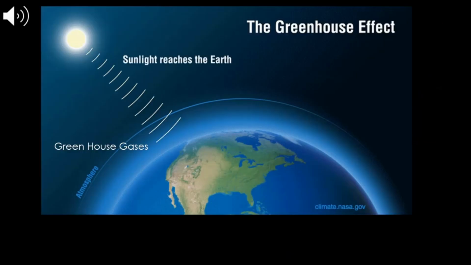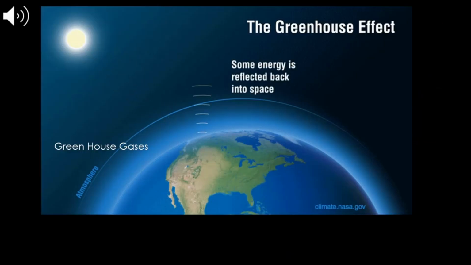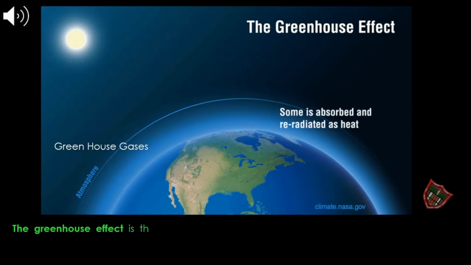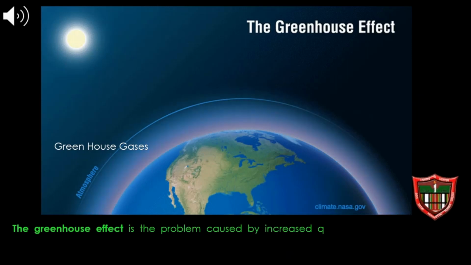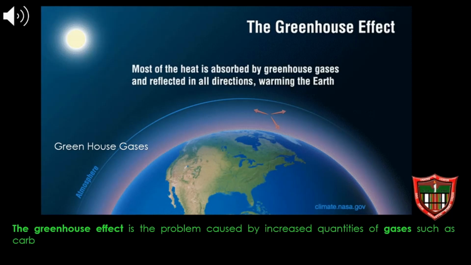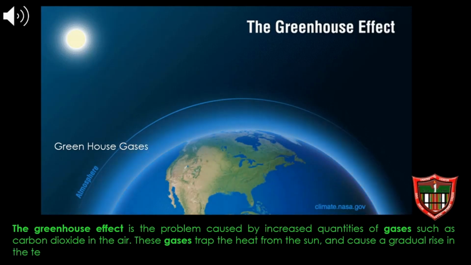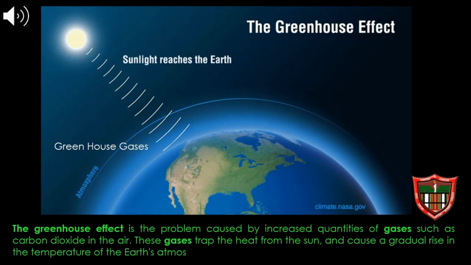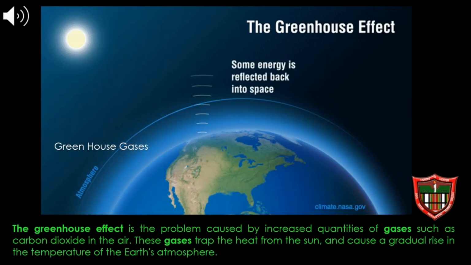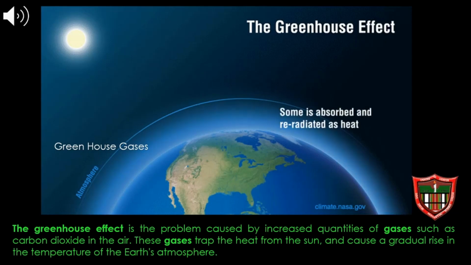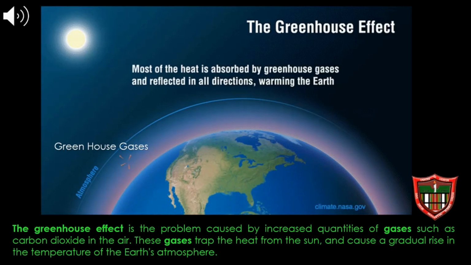The greenhouse effect is the problem caused by increased quantities of gases such as carbon dioxide in the air. These gases trap the heat from the sun and cause a gradual rise in the temperature of the Earth's atmosphere. Some energy is reflected back to space, and some is absorbed by the Earth's surface. Most of the heat is absorbed by the greenhouse gases and reflected in all directions, warming the Earth.